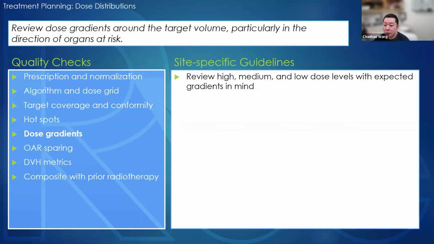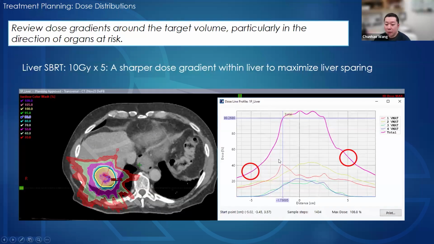For dose gradient, we need to review the high, medium, and low dose levels with the expected gradient in mind. So this is an example of another liver SBRT treatment, 10 gray times 5. So this is the overall dose distribution. The very low level is 30%, which is 15 gray. So when we are evaluating the dose gradient, we understand that to maximize the liver sparing, we are expecting a higher dose gradient inside the liver comparing to the dose gradient in the chest wall and the lung region, because the priority of liver sparing is higher.